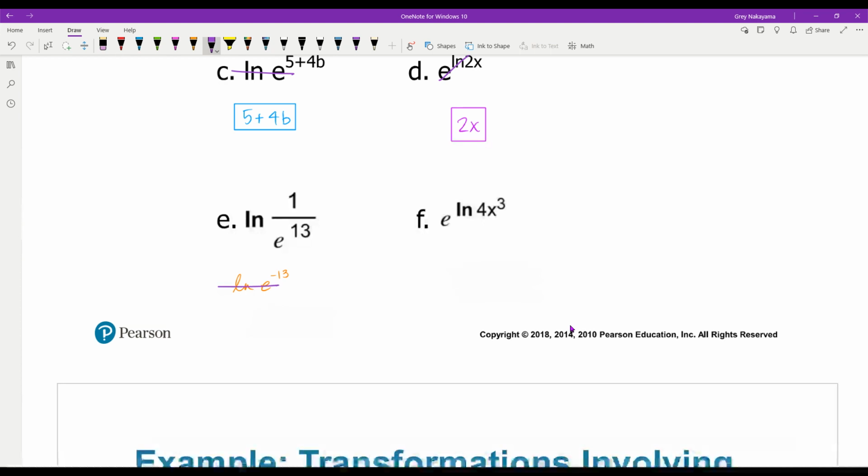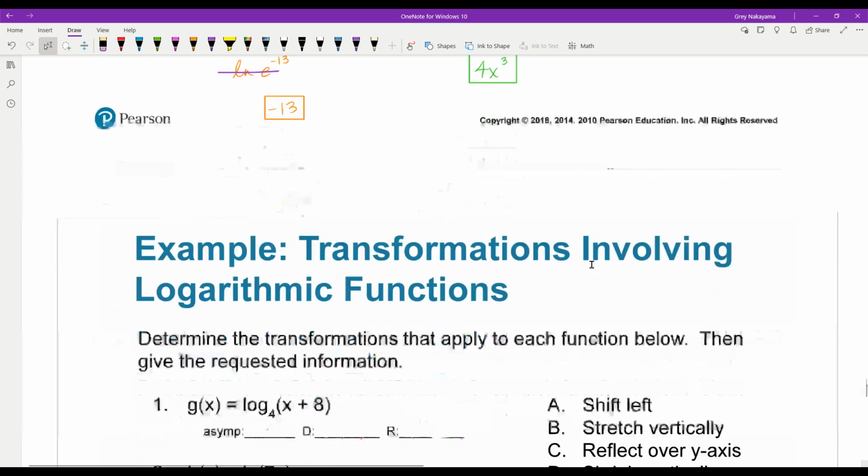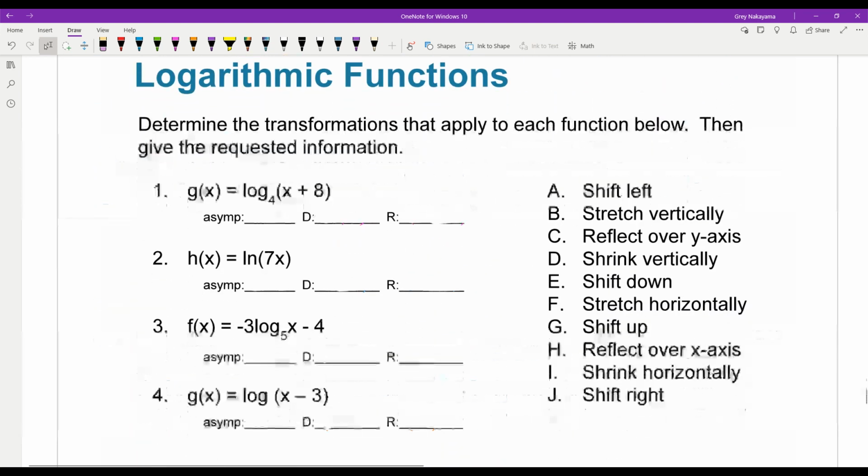So now when you cross them out, I have an answer of just negative 13. And again, e to the ln of 4x to the third, same base. So I'm composing inverse functions, and I get the odd man out. All right, graphing, just to review, same thing we did yesterday, okay?